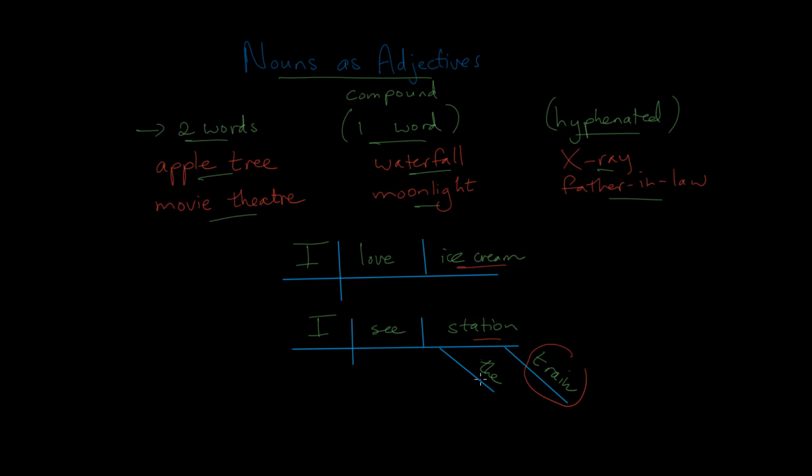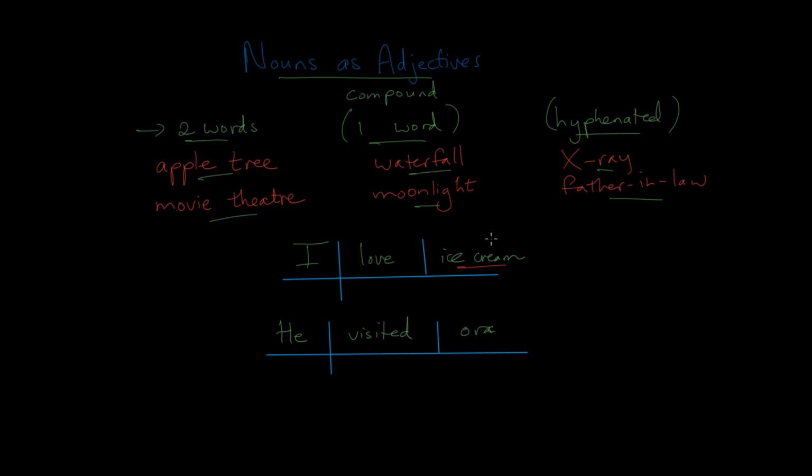Okay, the next thing we need to know is that sometimes we get actually multiple nouns in a row. So let's look at another example here. In this case, our sentence reads, he visited an apple tree orchard. As you can see, we have three nouns in a row. So we have apple, tree, and orchard. And to show that apple is modifying tree, which in turn is modifying orchard, we've basically put apple in a line underneath tree.